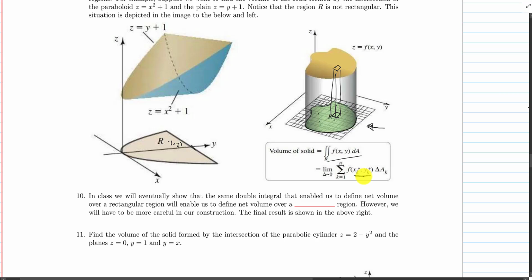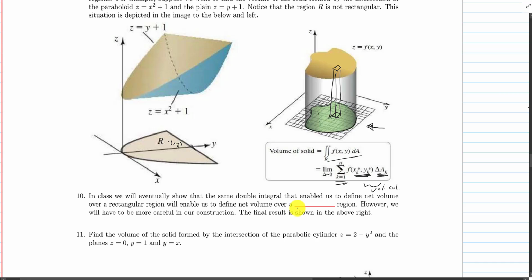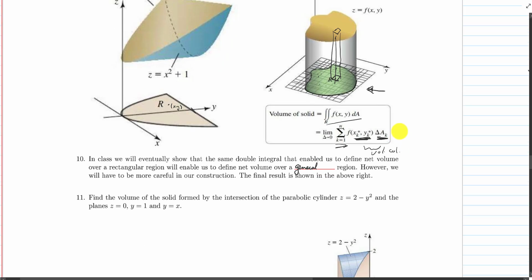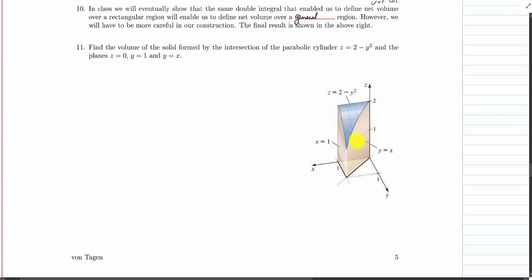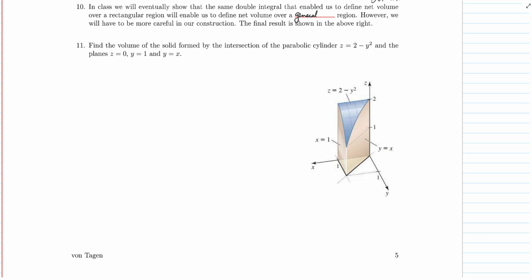But essentially, that's going to give us the height of a column times the area of the column. That gives us the volume of a column. And then we're going to add up a bunch of volumes of columns, still just as we've done before. So anyway, what I'm saying here is we'll eventually learn how to do this for some general region. Okay? And we'll learn how to do this in class. But let's go ahead and actually practice doing this. So let's look at this example here.